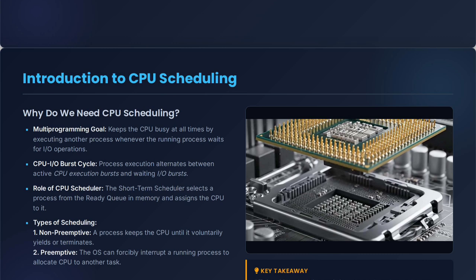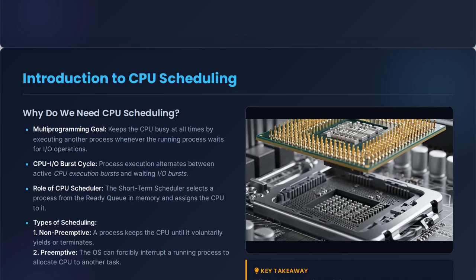Okay, CPU input output burst cycle. Process execution alternates between active CPU execution, the CPU burst, and waiting for input output, the I/O burst. And the second is throughput, the number of processes completed per unit time, where higher is better. Okay, the third one is the role of the CPU scheduler.